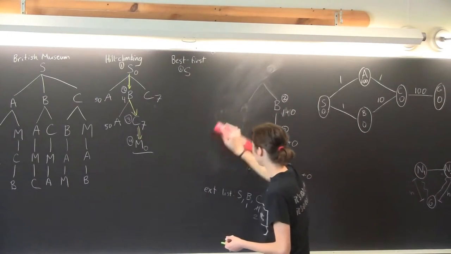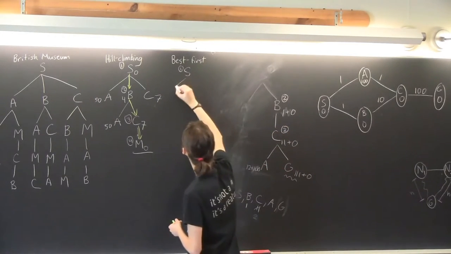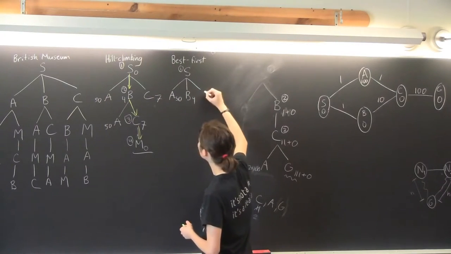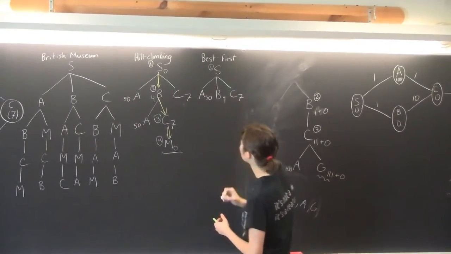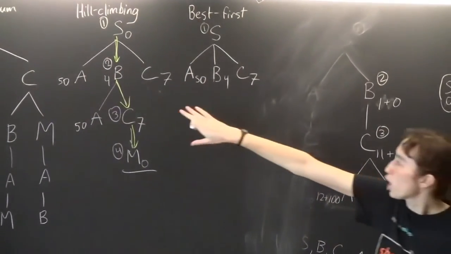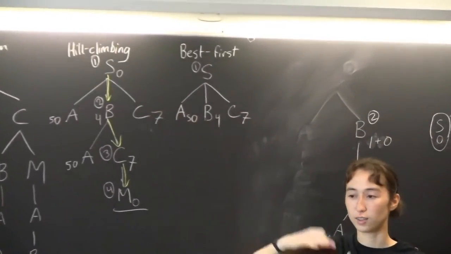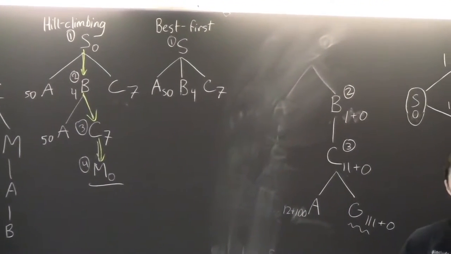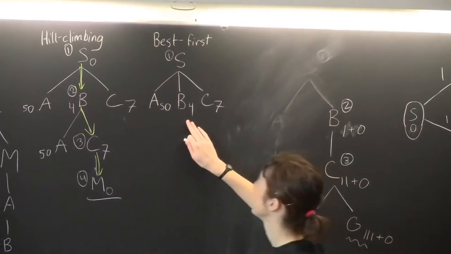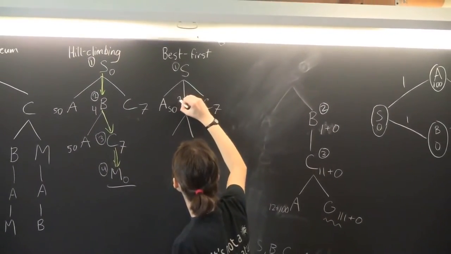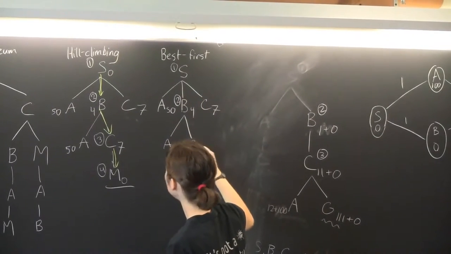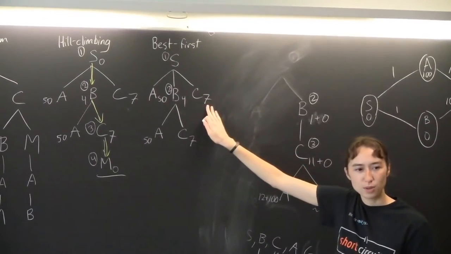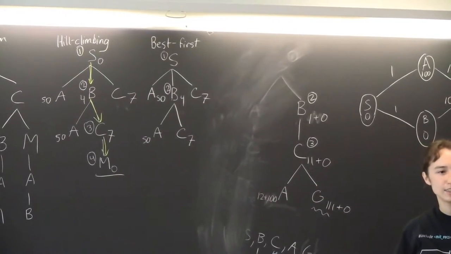Okay, so we'll start by extending S. We get A with 50, B with 4, and C with 7. So best first is going to be like hill climbing, except that it remembers the nodes that it saw at other levels of the tree, and it's expanding the one that's the best heuristic overall. So what are we going to extend next? B. So that's the same as hill climbing. We're extending B second. We get A and C. Now what? We have these two C's that have the same heuristic value. How do we decide which path to extend?